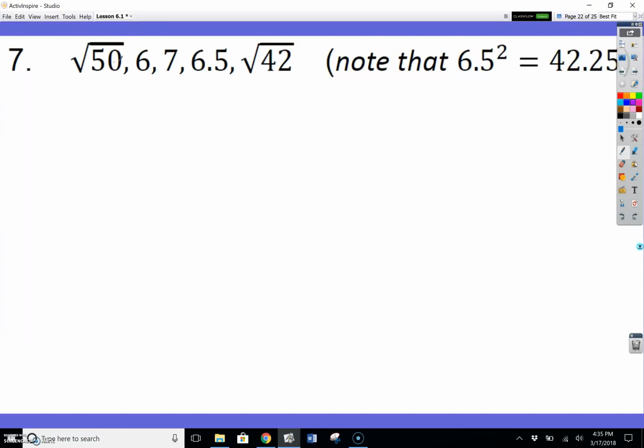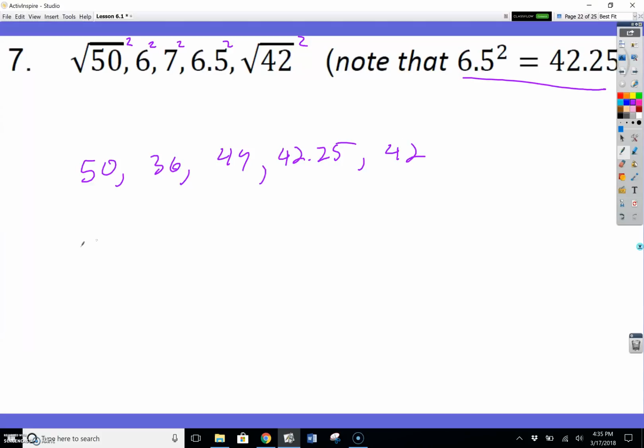Okay, so what we want to do is compare these numbers. So what I'm going to do is square all the numbers that are given to us. So that will get rid of the square roots. So I'm just left with regular old numbers. So this is going to give me 50, 36, 49. And it tells us 6.5 to the second power is 42.25 and 42.